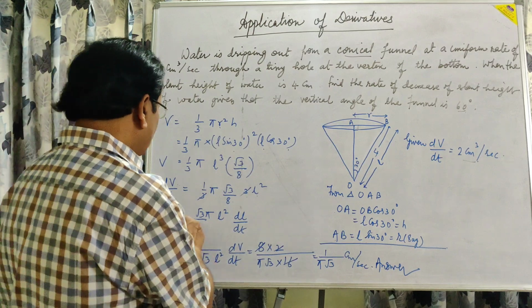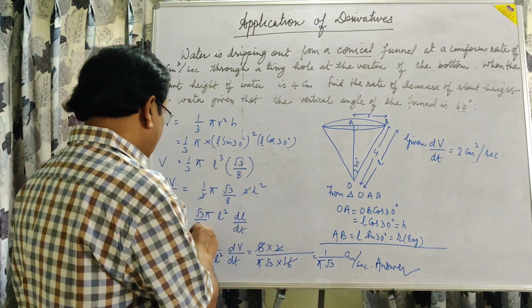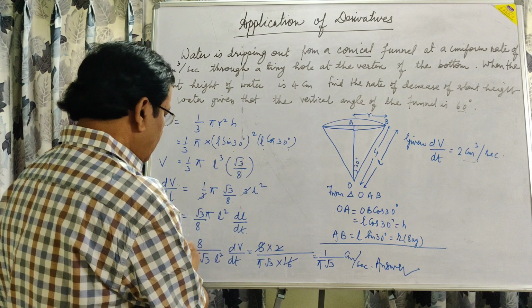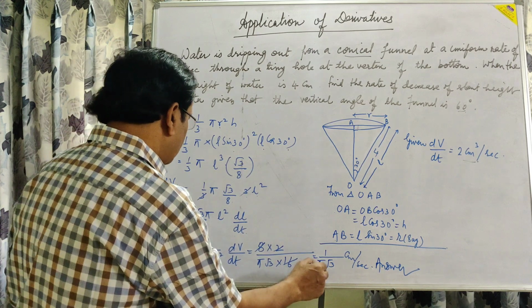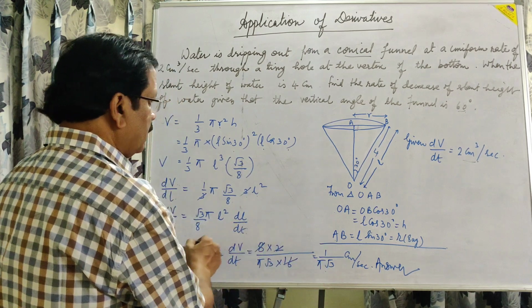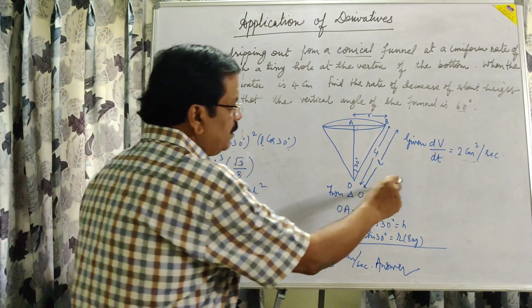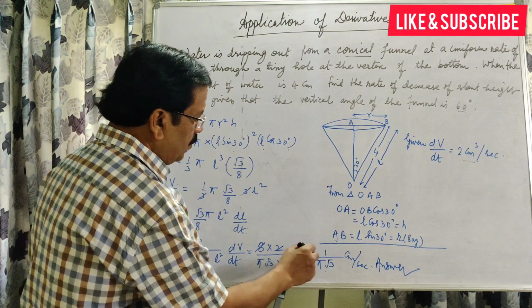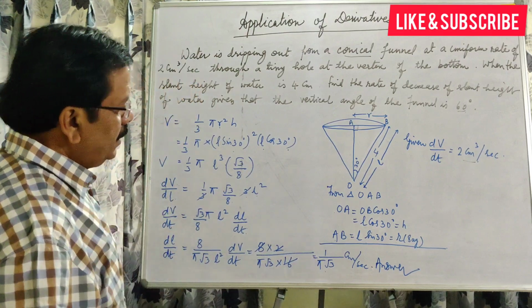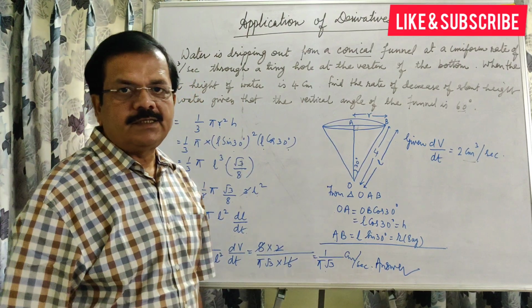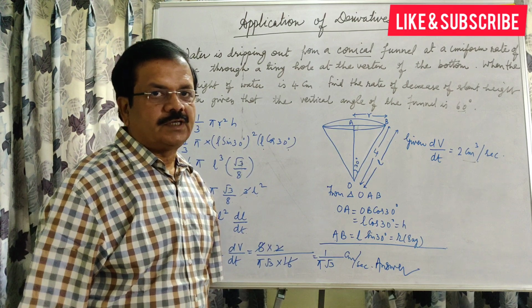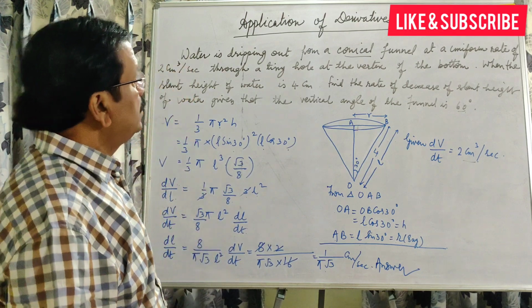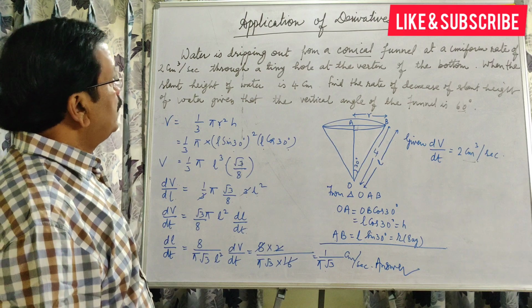Now dividing both sides by dt, we get dl by dt is equal to, after substituting the value of dV by dt in this, 1 upon pi root 3 centimeter per second. This is the answer for this question. And this is all about this topic, rate of change measure.